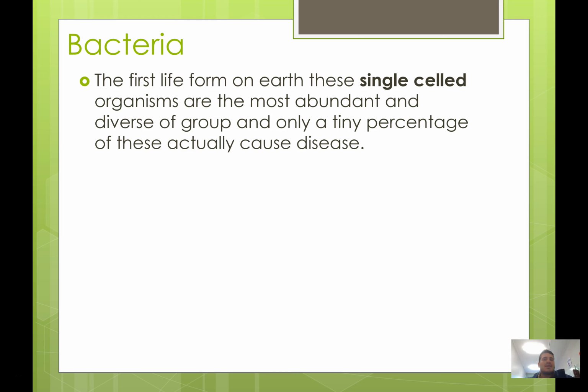All right, the other type of pathogen that we'll talk about is called bacteria. You've probably heard of bacteria. They're actually the very first type of life that appeared on Earth. They're a single-celled organism, and it's simply the most abundant and diverse group of living things on Earth. Only a tiny percentage of bacteria actually cause disease.